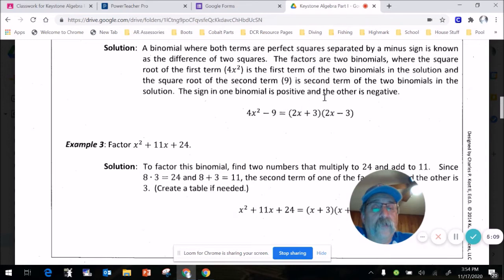To check, use the FOIL method. First times first: 2x times 2x is 4x squared. Outside terms: 2x times negative 3 is negative 6x. Inside terms: 3 times 2x is positive 6x. Last times last is negative 9, so there's the negative 9. What happened to the 6x terms? When you have a positive 6x and a negative 6x, they subtract out. So we end up with what we started with, 4x squared minus 9.